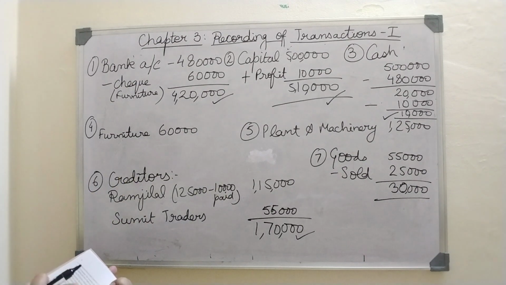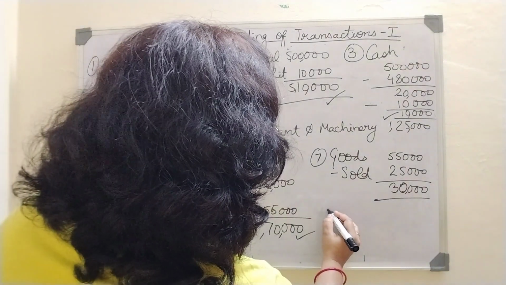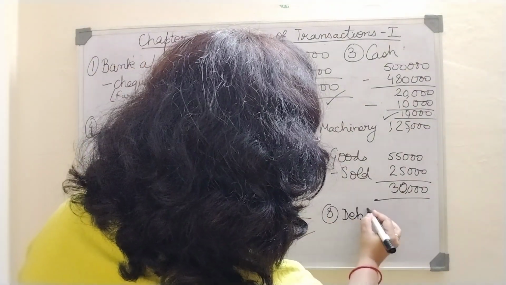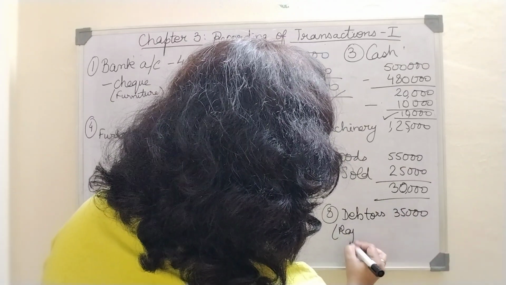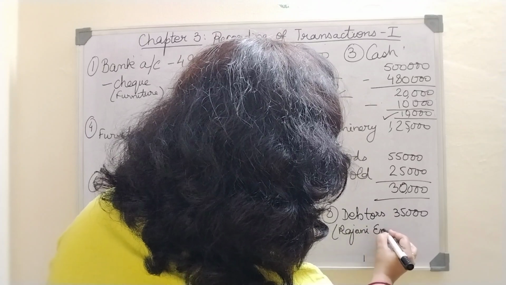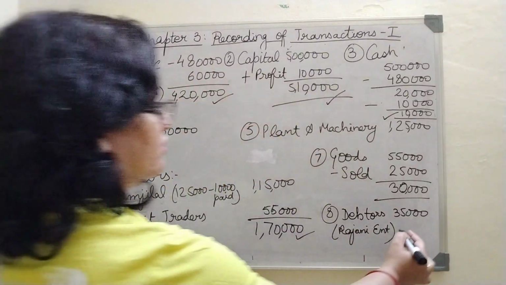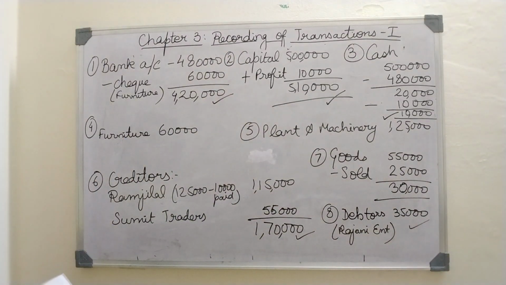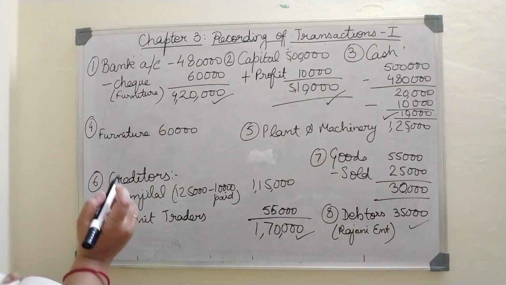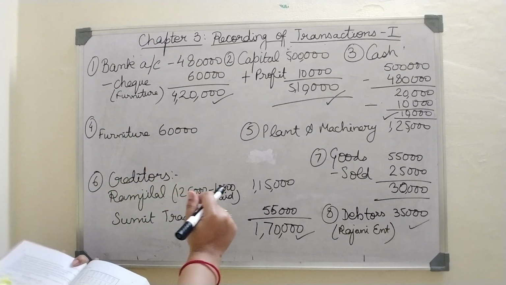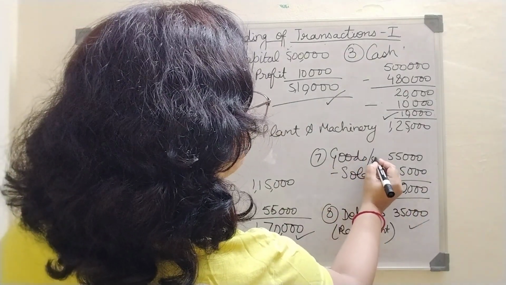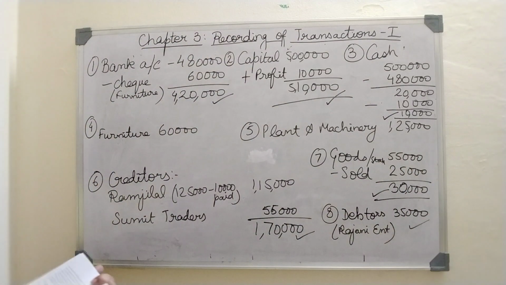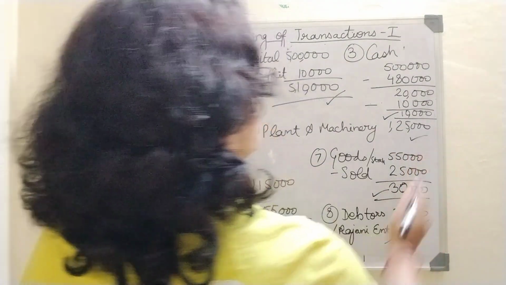Okay, I did not mention about Rajni Enterprises. That is to be written. 35,000 Rajni Enterprises, because I'll get money from them, right? So now 35,000 are our debtors. Then we have stock of 30,000. Where is the stock? Yes, this is goods or stock. This is the same thing. So we have stock of 30,000. Then furniture we have of 60,000, and plant and machinery we have of 1,25,000.